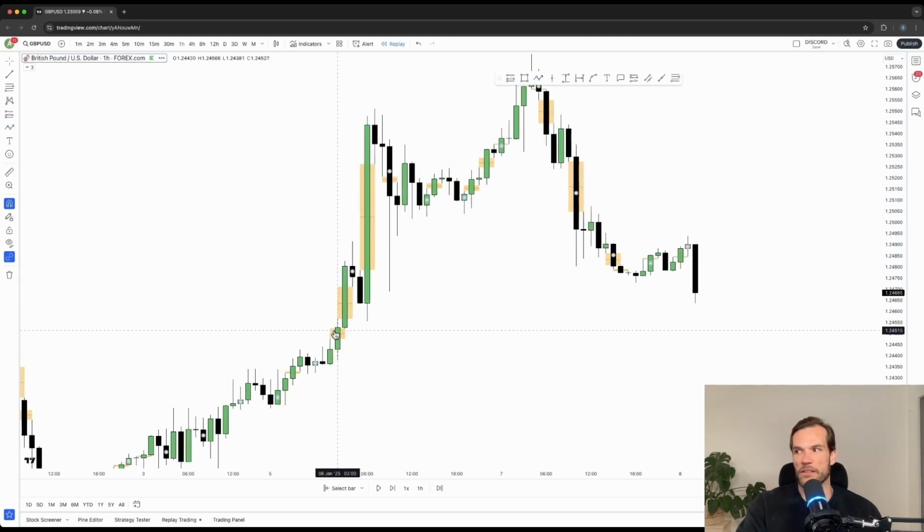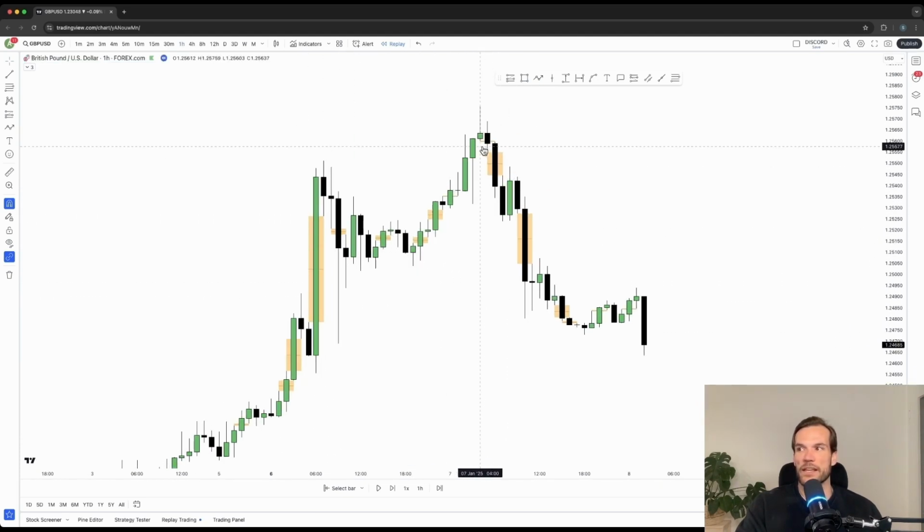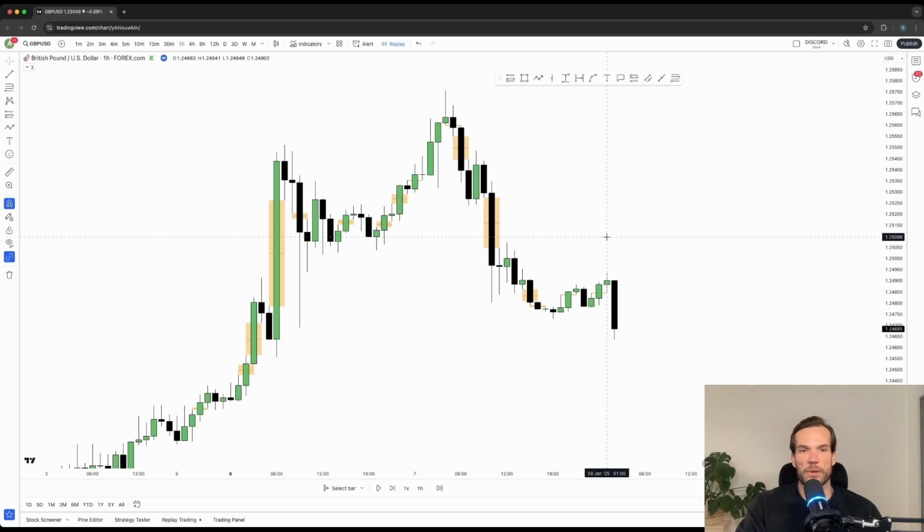Okay, as you can see from the other side, when we were on the way up, we tested the hourly imbalance, moved up, created more, tested, created more, tested, created more, exactly. And then we tested, pushed up, and then we started to create bearish imbalance that we started respecting. So just following the imbalance, you can never go wrong.